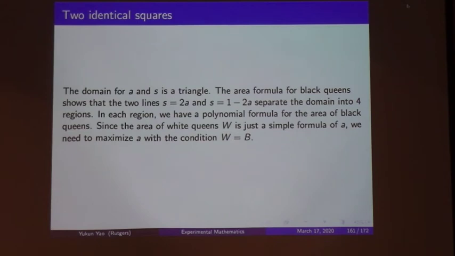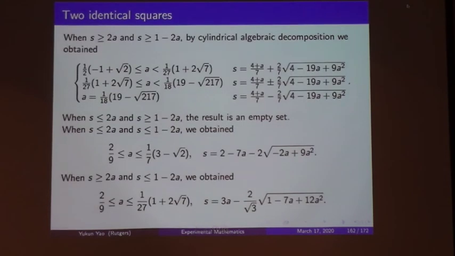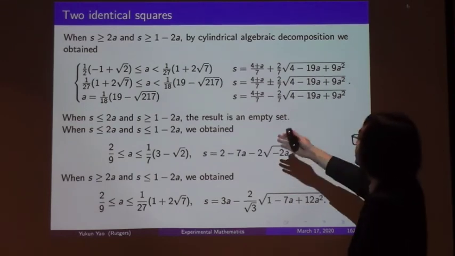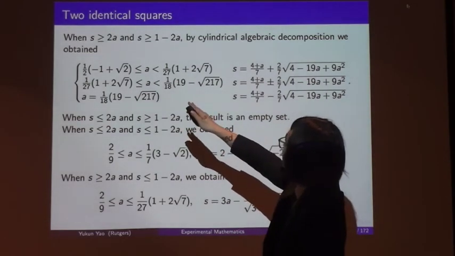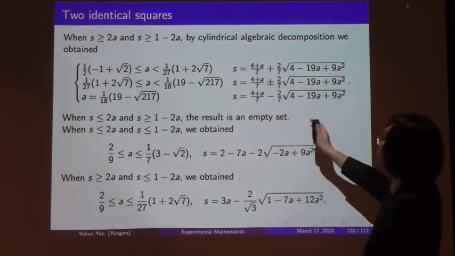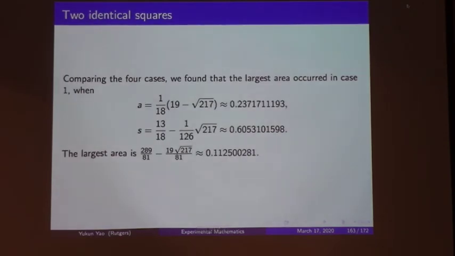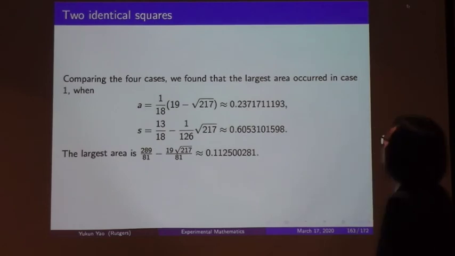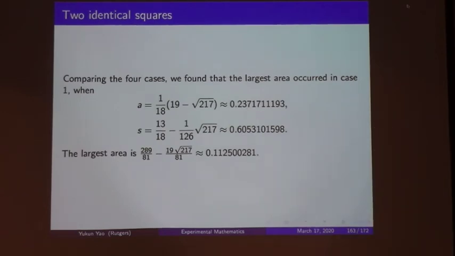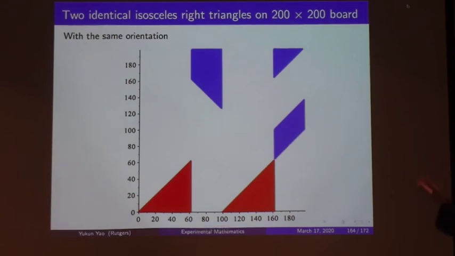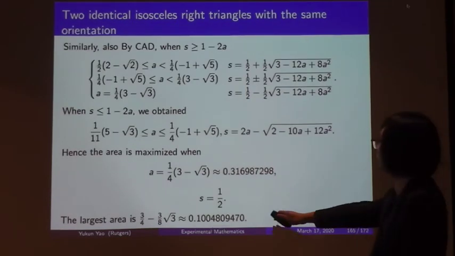Now here, we need to use a cylindrical algebraic decomposition. So for each situation, we can find A in some range, then S can be given as a function of A. So from this result, we can find the maximum area of white queens, because in this case, it only depends on A. So then we find the maximum area when there are two identical squares. So similarly, we can find the maximum area for two identical isosceles right triangles with the same orientation. It's smaller than the previous one.